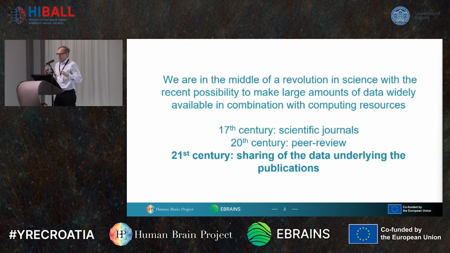So, general background statement. We are in the middle of a revolution in science with the recent possibility to make large amounts of data widely available in combination with computing resources. This is a big and recent change. So we started with journals in the 17th century, controversial. People didn't want to publish. 20th century, peer review. Well, that's very accepted nowadays. 21st century, just for a few decades, sharing of data underlying the publication being the norm.